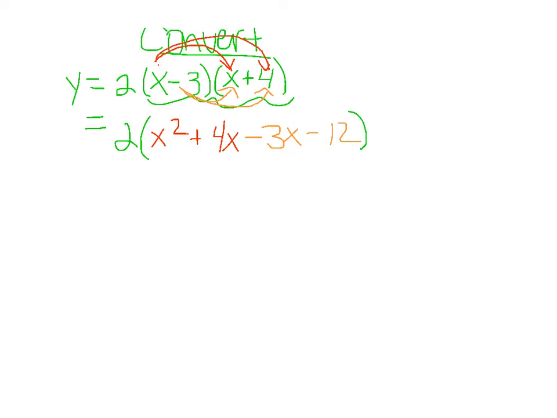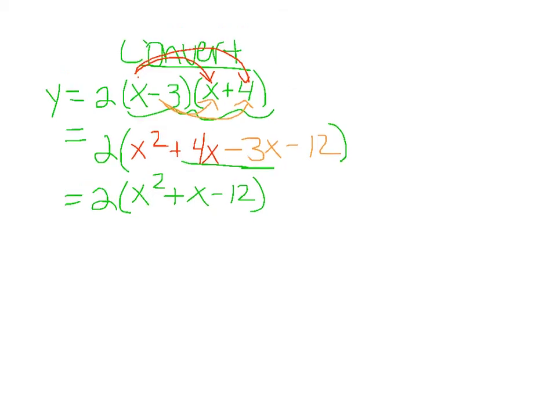Now we need to look at these like terms. We've got 4x minus 3x inside. If we combine those first, that's going to make our lives much easier. So we'll have 2 times x squared plus, 4x minus 3x is 1x, so plus x minus 12.